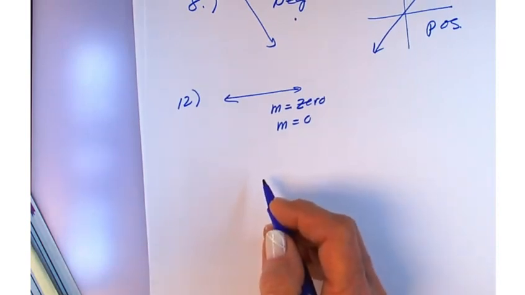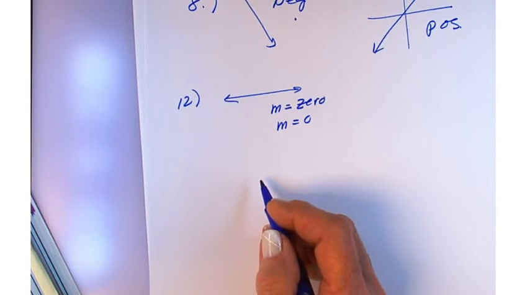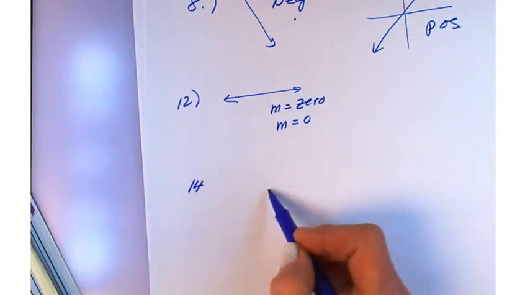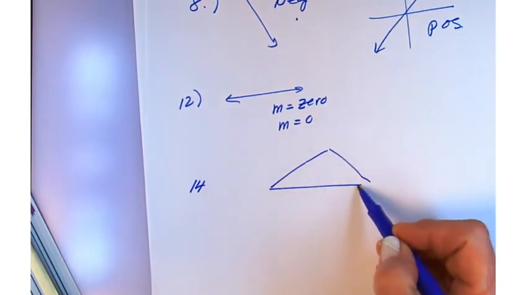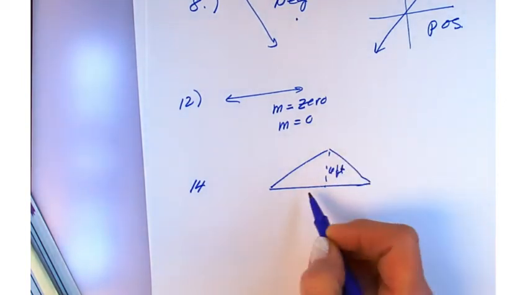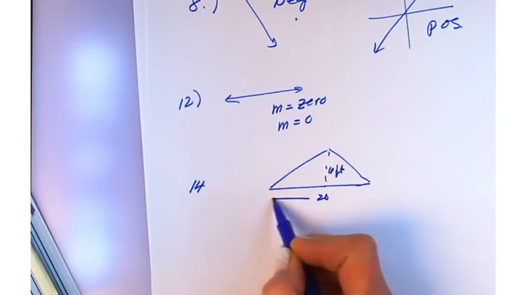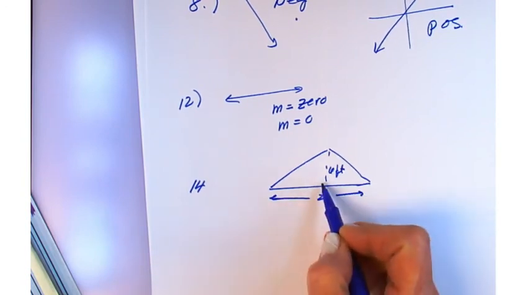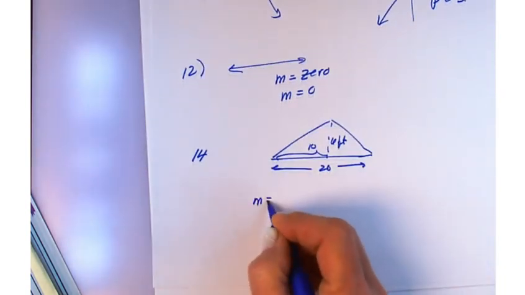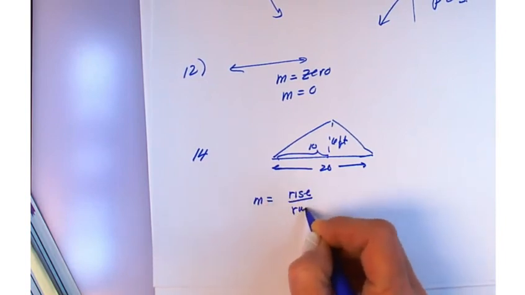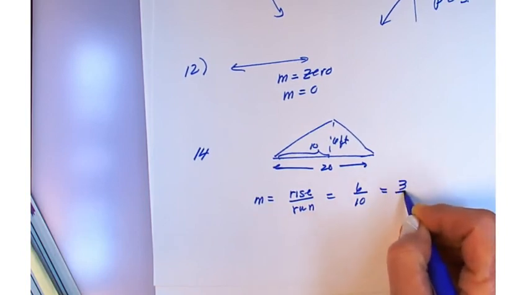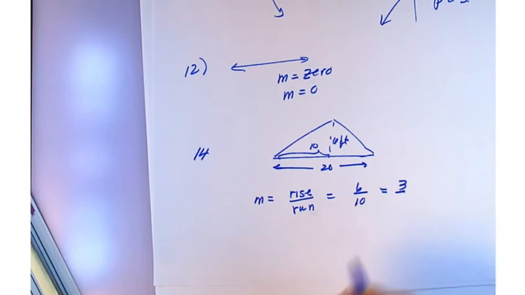Number 14. Okay, we have a house. The roof looks like this. We're given that this is 6 feet. We're given that from here to here is 20 feet. So that means from here to here is 10. So my slope equals rise over run, which would be 6 over 10. He says, what is the slope or the pitch of the roof?